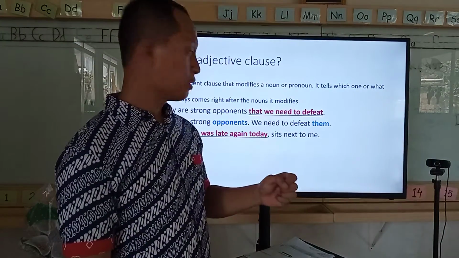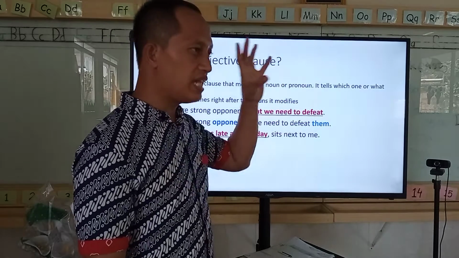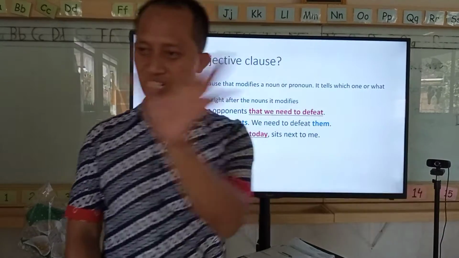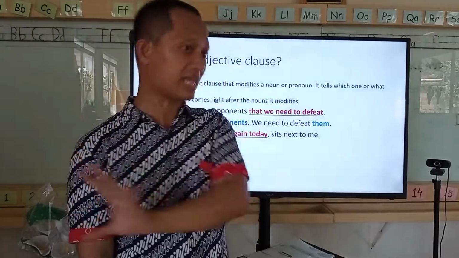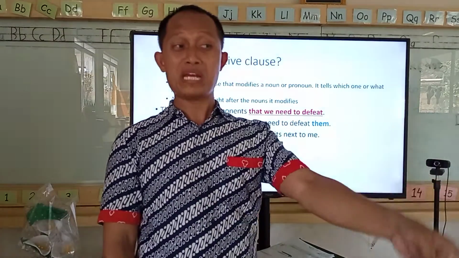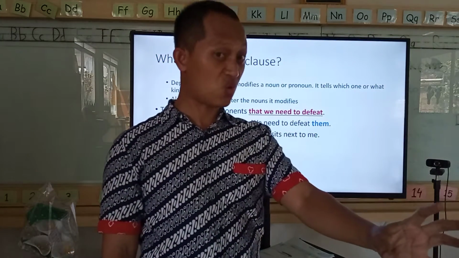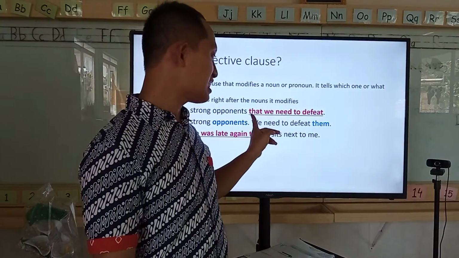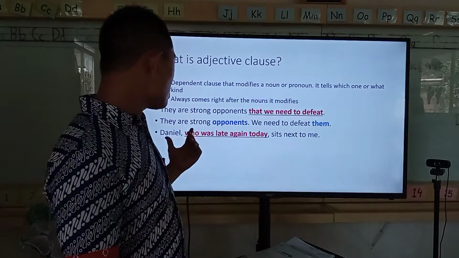Okay. Now, they are trying to say, no, not that opponent. We know that they are our opponents, but they are weak. They are not strong. But this one, the one that we need to defeat, is very strong. Okay, so this is very essential. We do not put a comma in here. Now, how about this one?